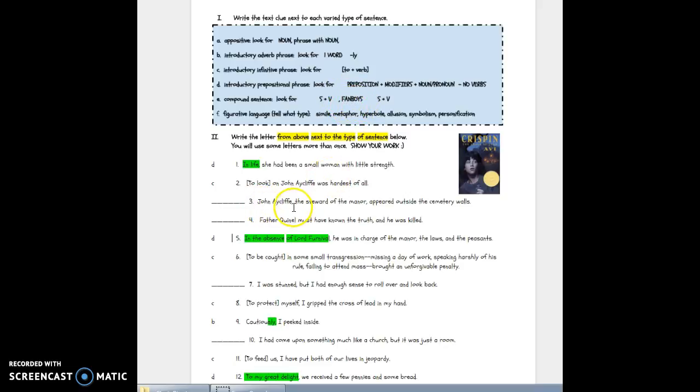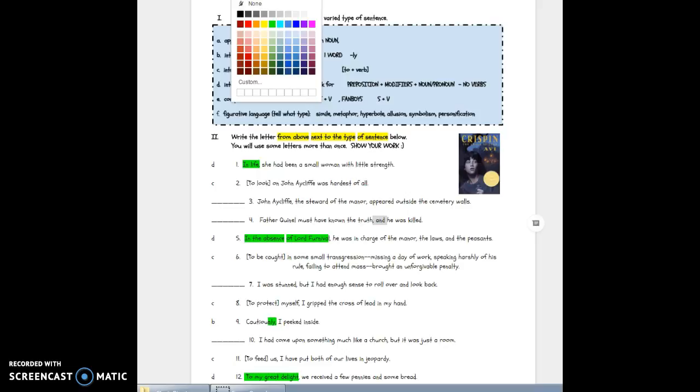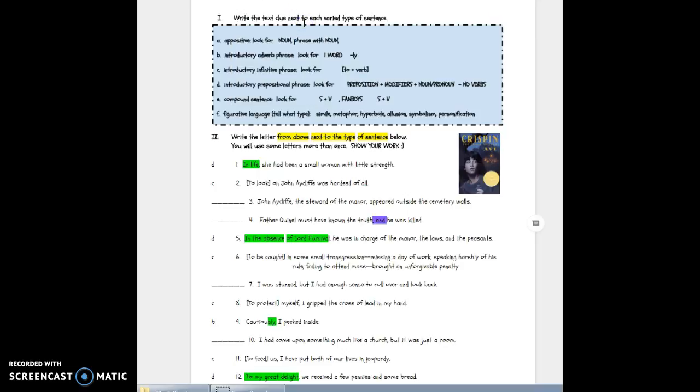So I see John A. Cliff, I see a comma, but there's no fanboy after it because it has the word the. I see another comma here with appeared after it, but that's not a fanboy. Let's go to the next one. I see a comma and. I know comma and. I'm going to use a different color. If I were writing on this, I would probably circle it because I know that I want to show it in a different way. So comma and. I still want to double check though that I have a subject and a verb on both sides. Father Quinnell is the subject, must have known is the verb, and then on the other side of my comma fanboy, he is a subject and was killed is my verb. Okay, so that's got to be a compound sentence.